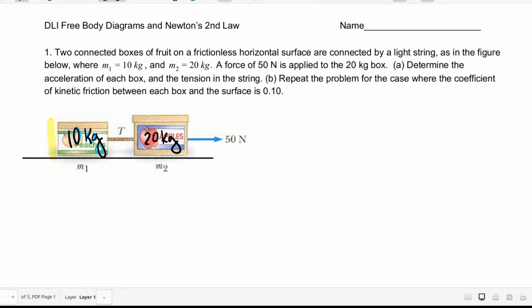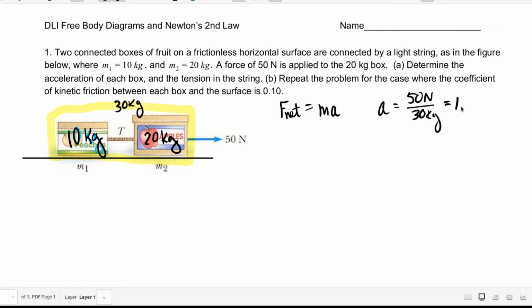A really quick way to solve this system is to note that the tension is going to cause the rope to stay the same length, so it's basically rigidly connecting these two bodies. So we have a total mass here of 30 kilograms, and I know I can apply Newton's second law. It says that F net is equal to the mass times the acceleration. In this case, the acceleration will be F net, the external force 50 newtons, divided by 30 kilograms, is 1.66 meters per second squared.